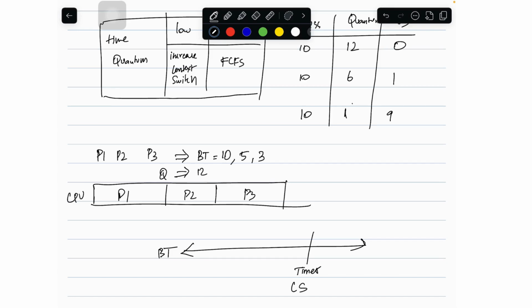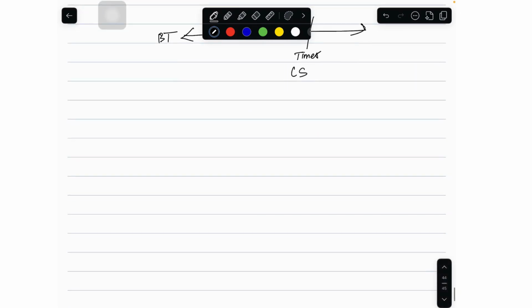So if the quantum is very low, then there is multiple context switching, which is a big overhead on the CPU. We need a lot more resources. And again, if the quantum is very high, there is no context switching itself. Then the optimal timing, we will arrive at that.